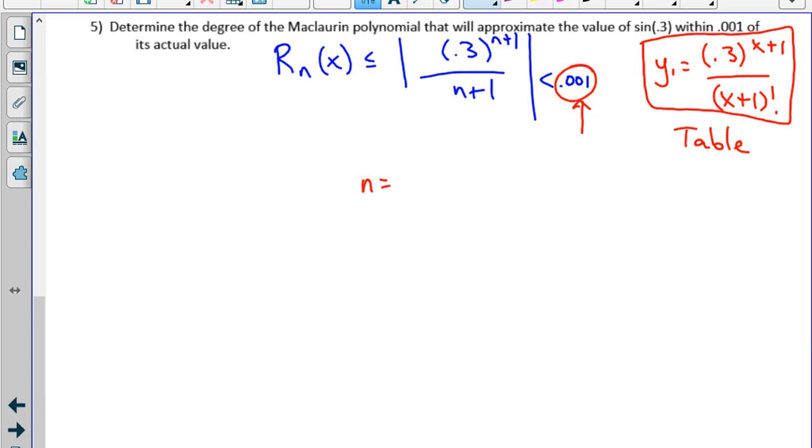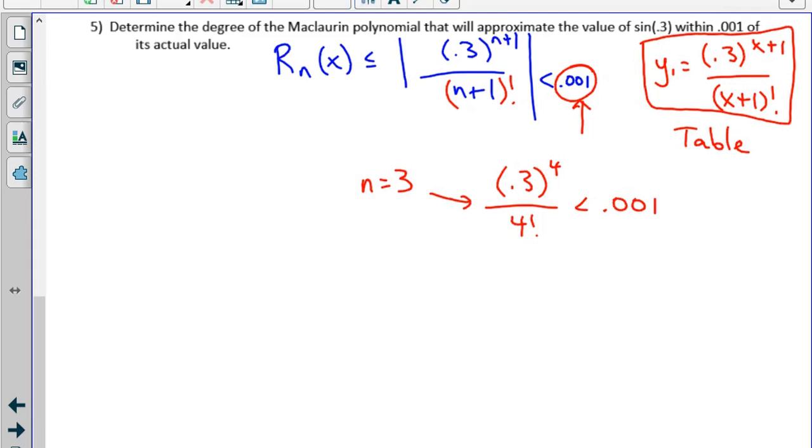But what you will find is that n equals 3 works, which means that 0.3 to the 4 over 4 factorial. Oh, doggone. I forgot the factorial the whole time. Sorry. Hopefully you figured that out. But this value ends up being less than 0.001.